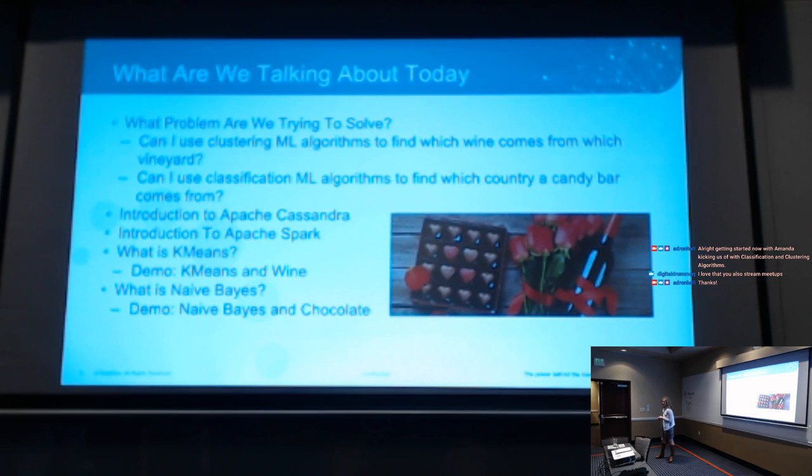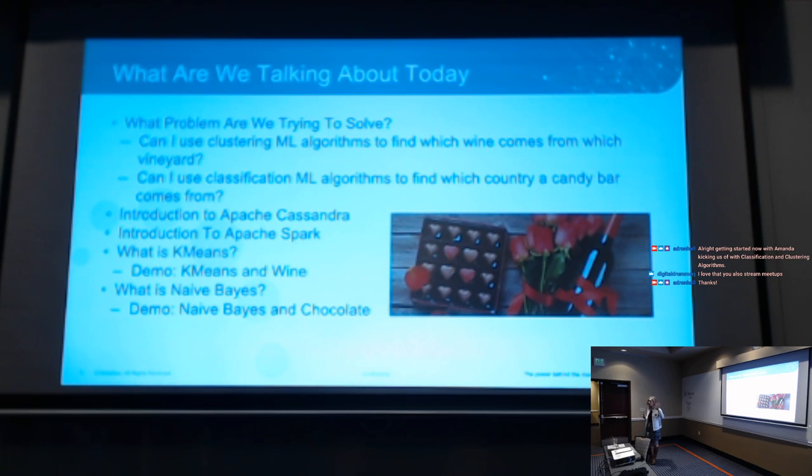So what are we going to talk about today? First, what problem are we really trying to solve here, right? These are the important questions. Can I use a clustering machine learning algorithm to find which wine came from which vineyard? And then can I use a classification machine learning algorithm to find which country a candy bar comes from? Think about a Mars bar, those come from Europe, and M&Ms come from America, like that.